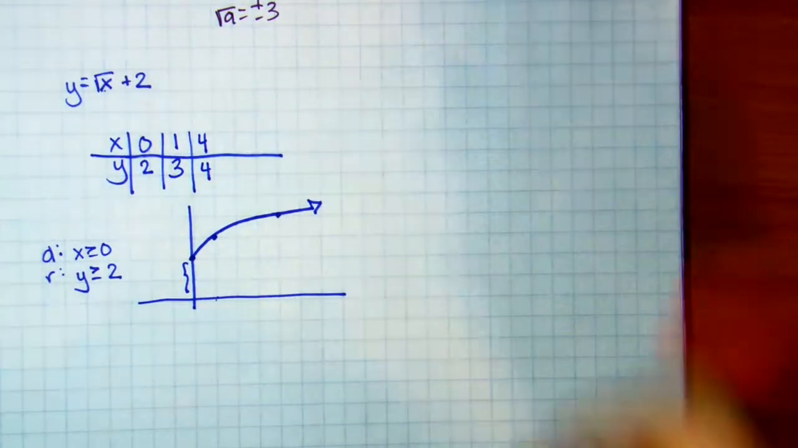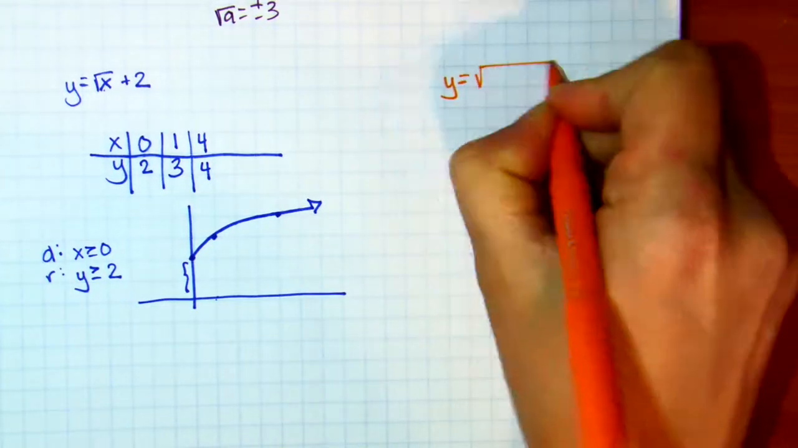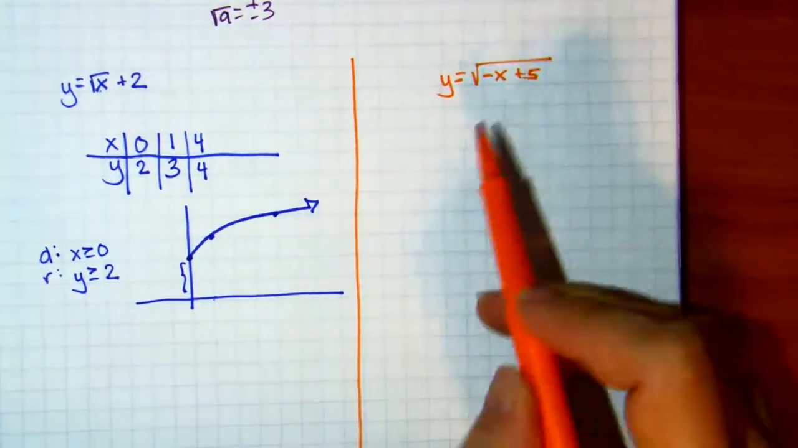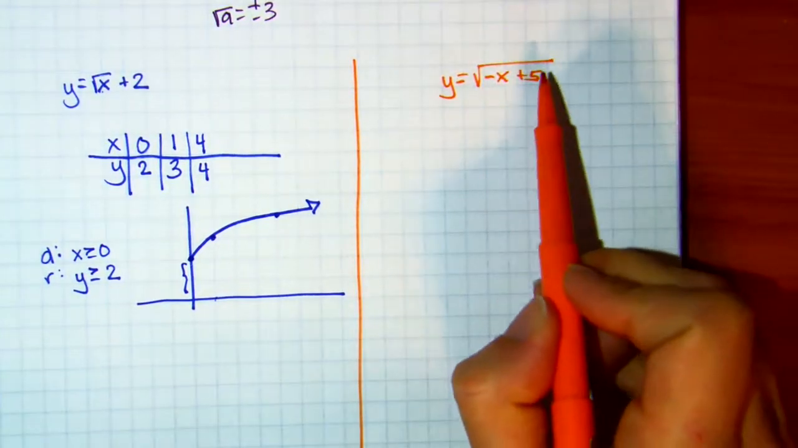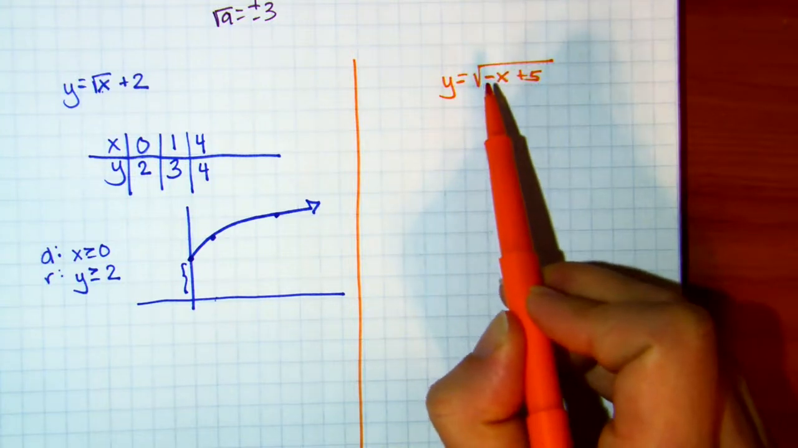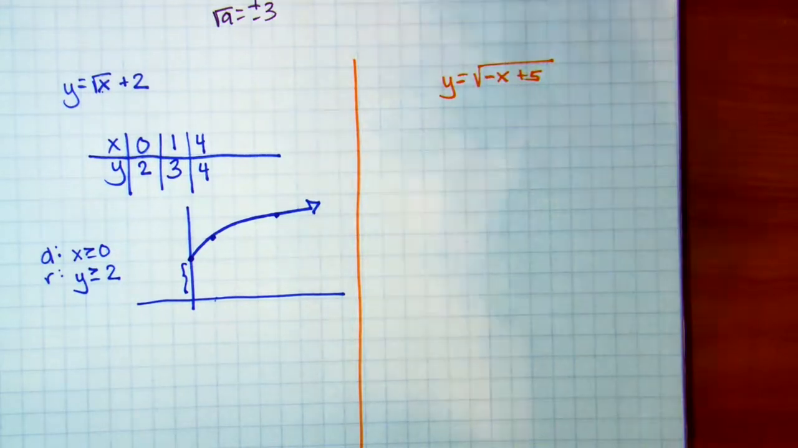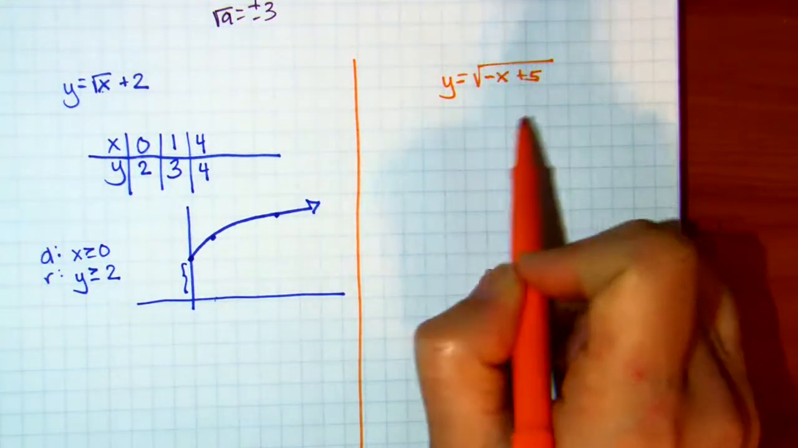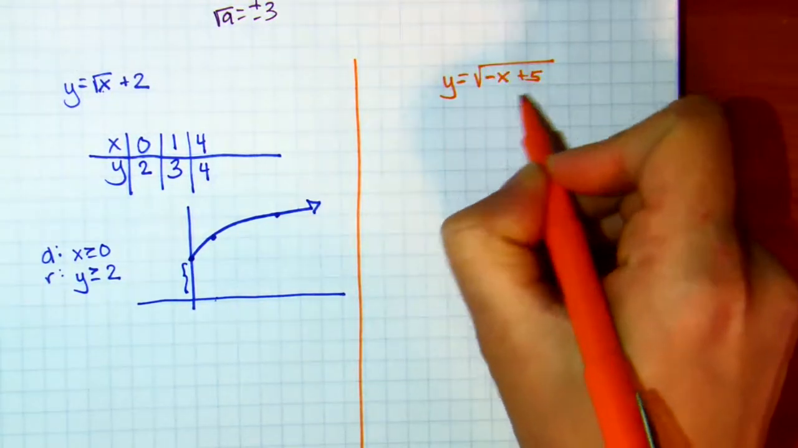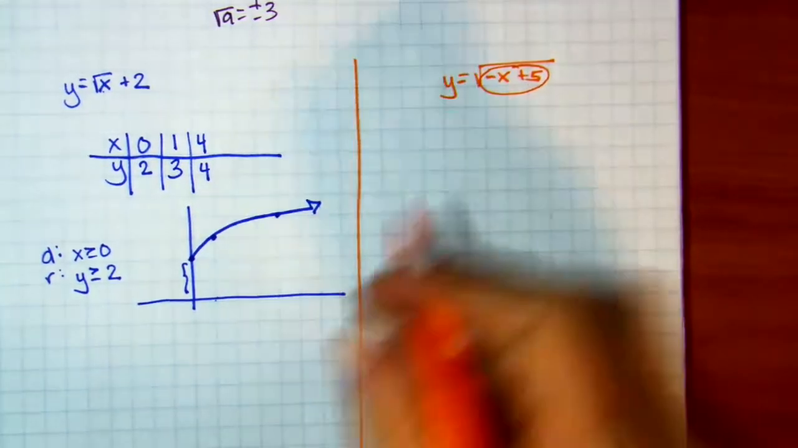We can also have something that looks like this. So like I said before, this plus 5 is with the x. We also have a negative there. So that's going to change what's going on here. So if I asked you to find the domain of this function, remember that what's in this circle has to be greater than or equal to 0.